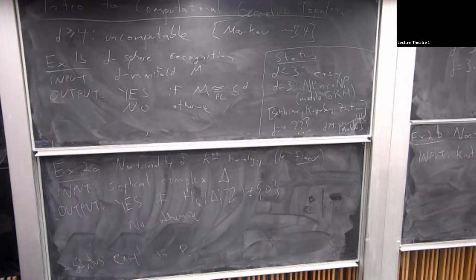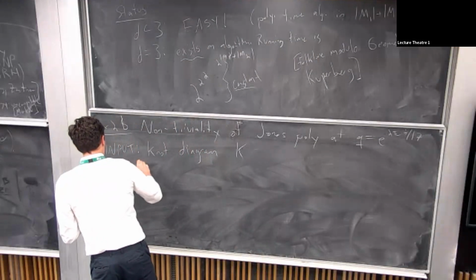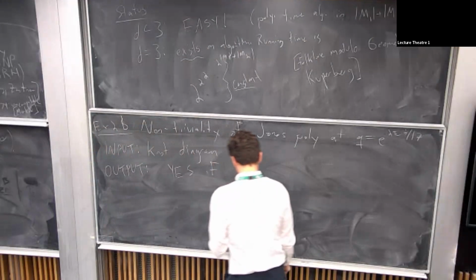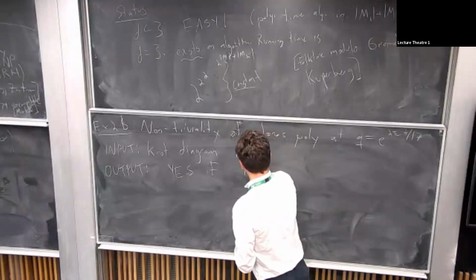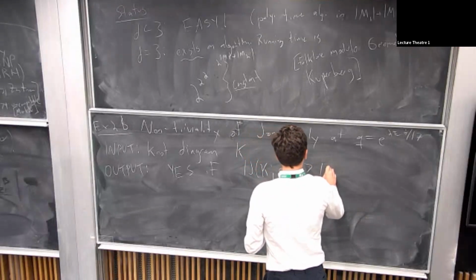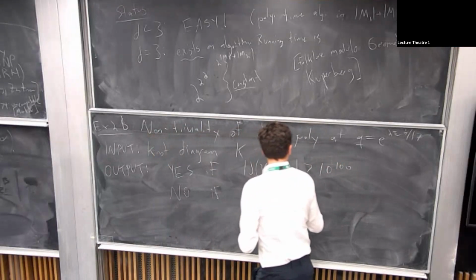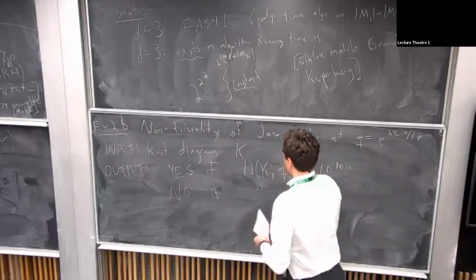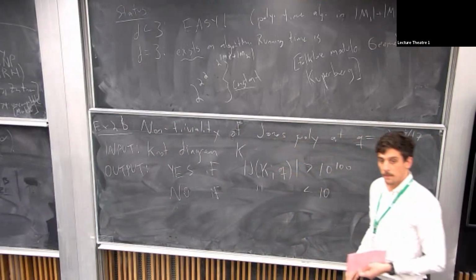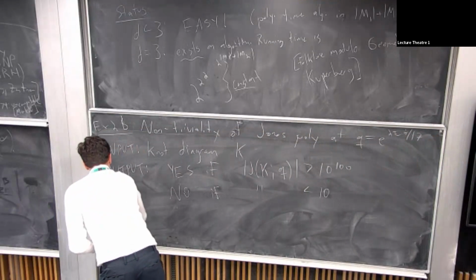So here's my input, and now for this Jones problem, the output will be yes if, let's just say, the absolute value of the Jones polynomial of K evaluated at this q is bigger than 10 to the 100, and it's no if this number is less than 10. And let's just say we're only ever given knot diagrams where one of these two things is promised to hold. And the status is that this is NP-hard.